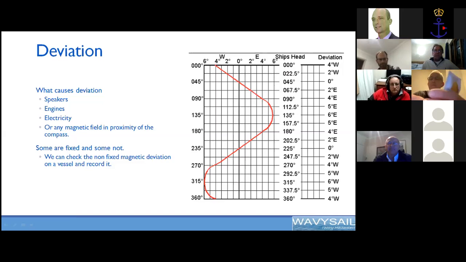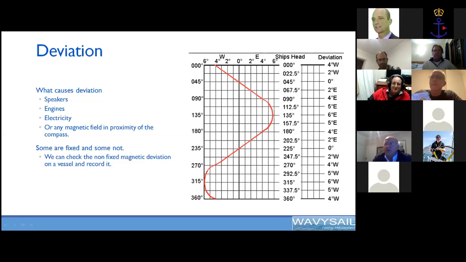Just a question, just to throw out there, of the boat owners, how many of them actually know what the deviation is? Have they actually got deviation cards for their boats? I'd love to hear that answer.